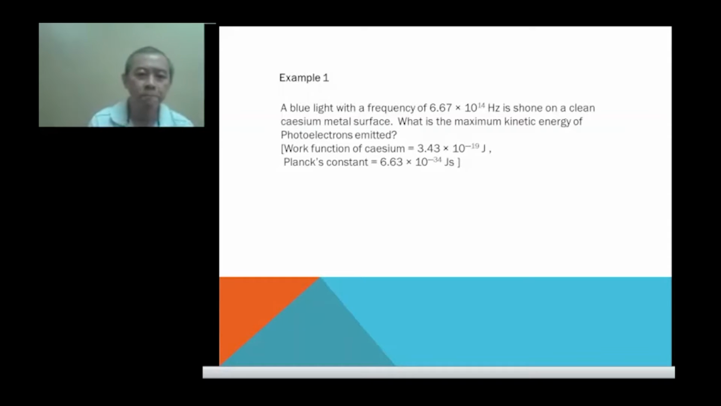Let's look at example 1. A blue light with a frequency of 6.67 times 10 power of 14 Hz is shone on a clean calcium metal surface. What is the maximum kinetic energy of photoelectron emitted? Given the work function of calcium is 3.43 times 10 power negative 19 joule, and the Planck constant is 6.63 times 10 power of negative 34 joule second.